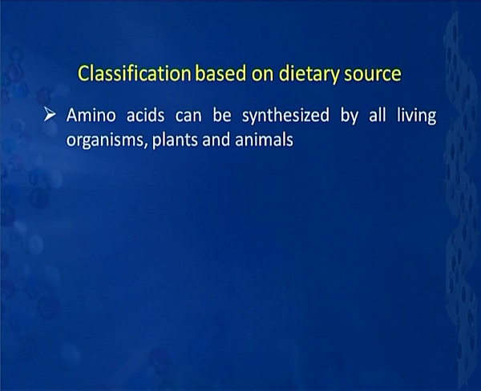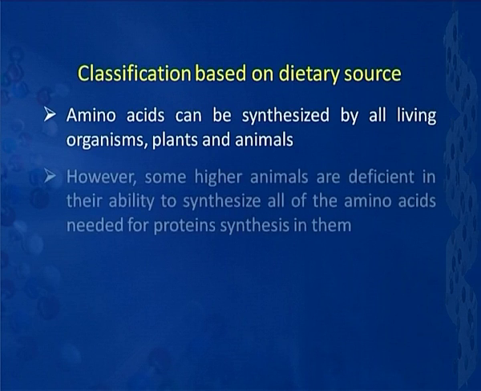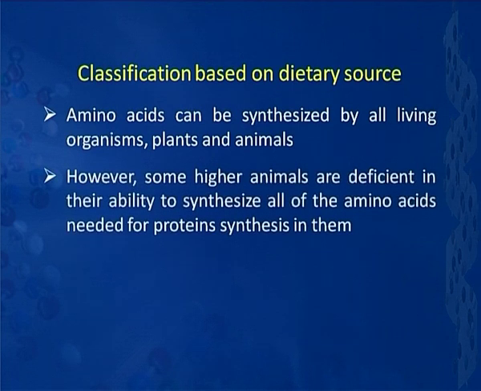Okay. Now, having talked about the classification, let us move on to yet another way of classifying, that is on the basis of the dietary sources. Let us look at what we mean by this. We know that amino acids are synthesized in the body. All living organisms, plants, animals, they all synthesize amino acids. But there are certain higher animals like human beings.